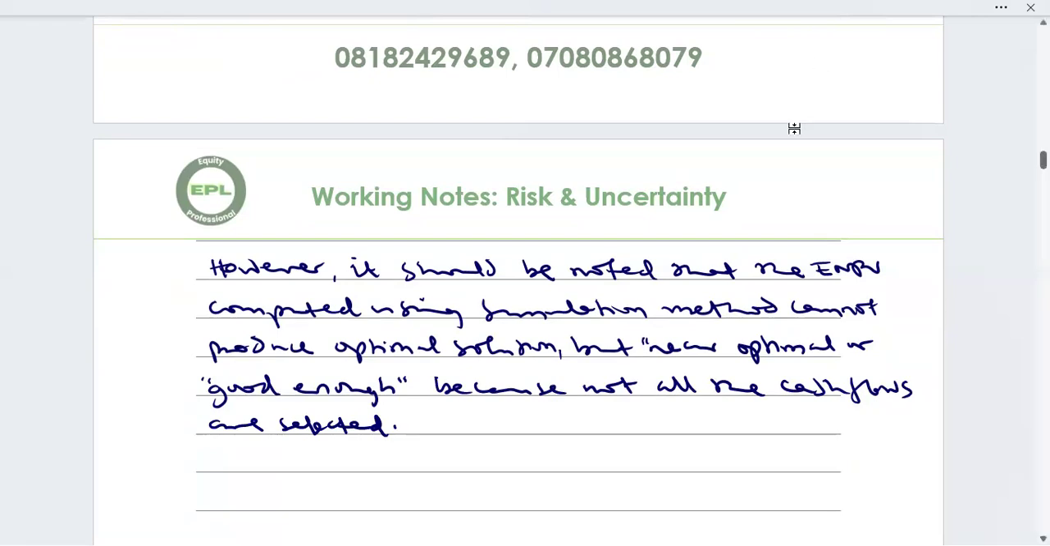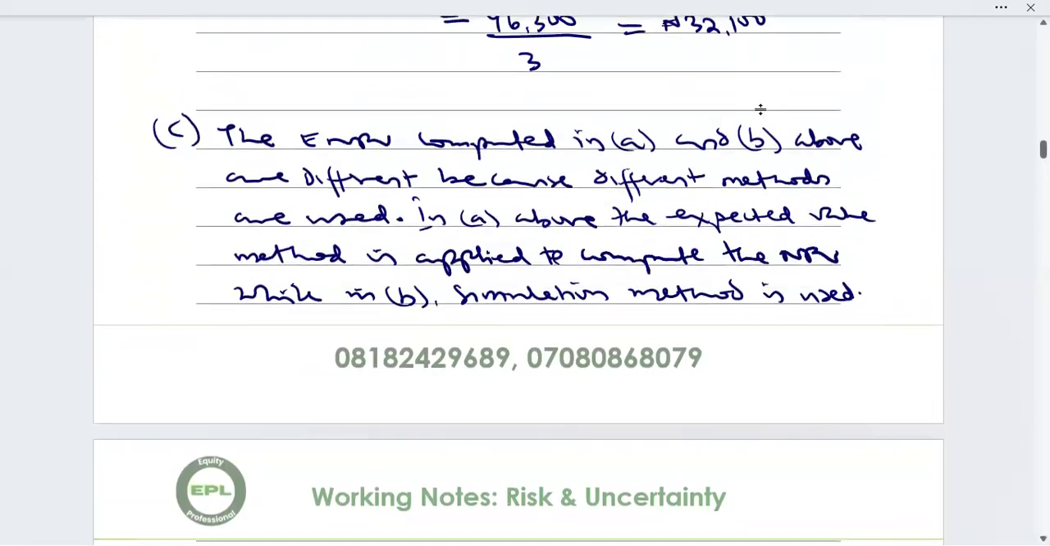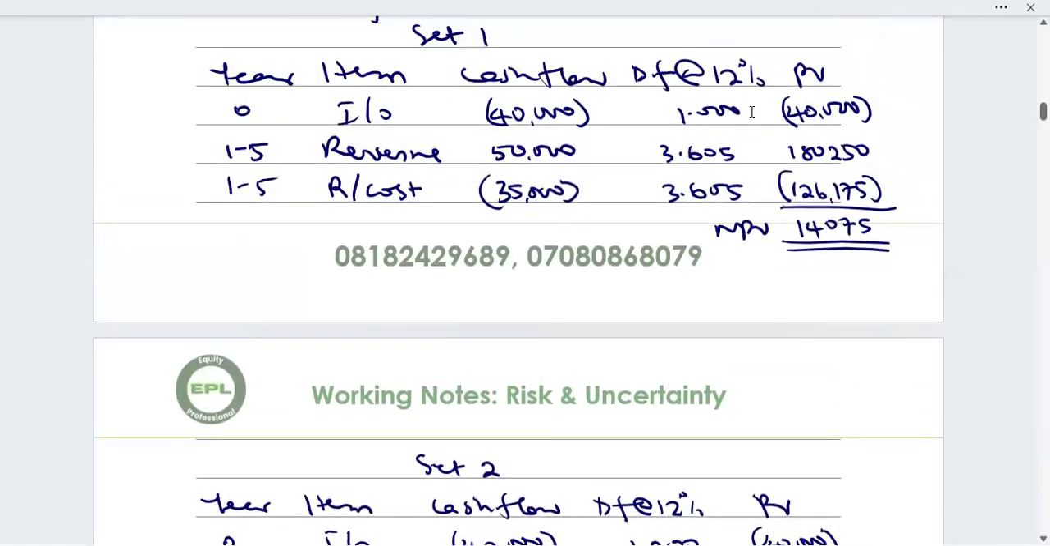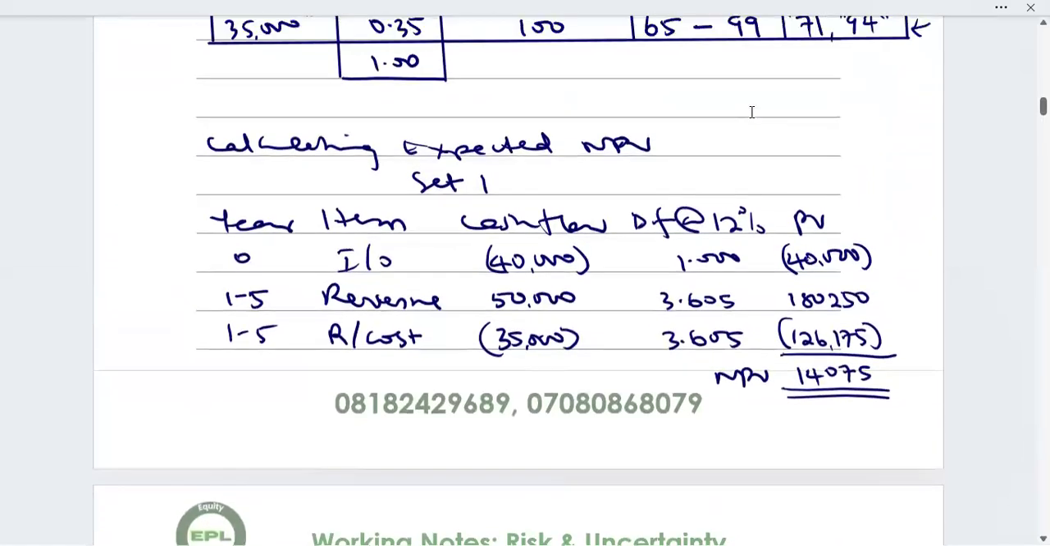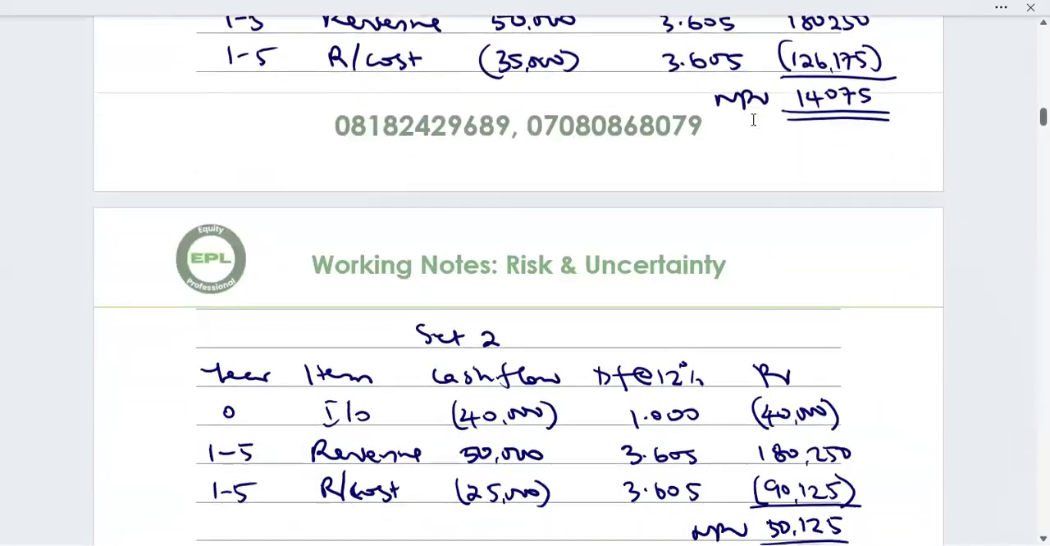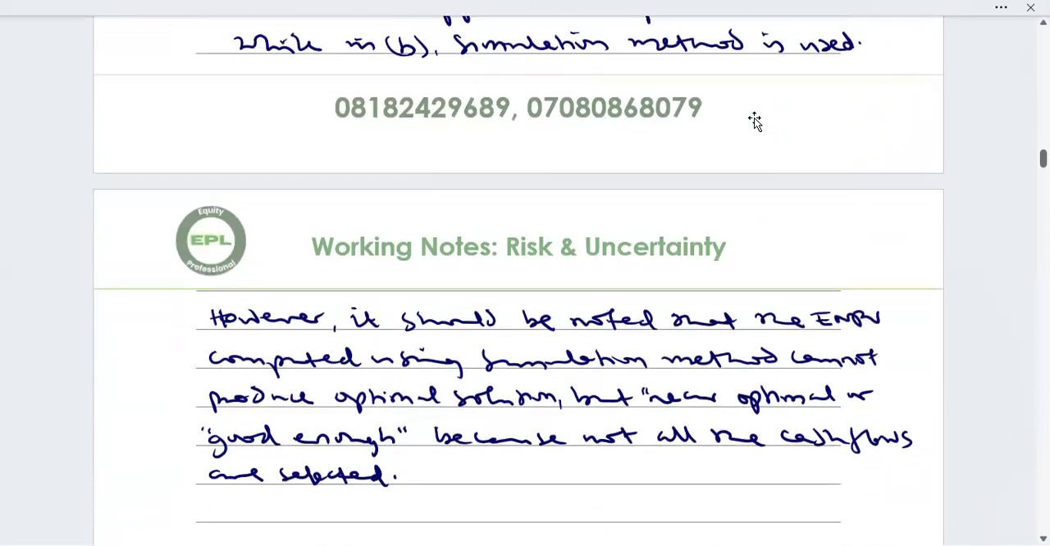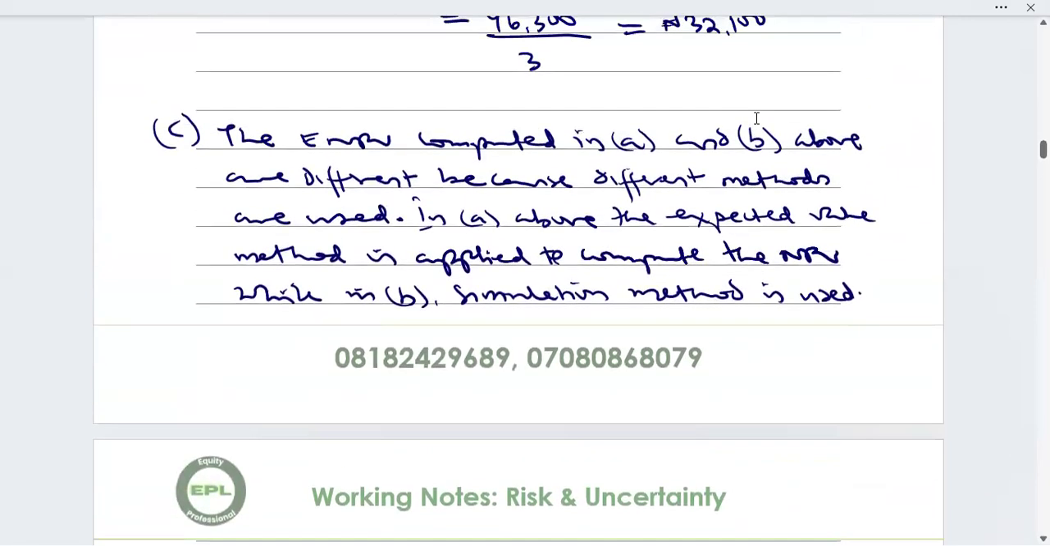That's the end of the question. Let me know if you have any question for me so that we can move to the next one, which is decision tree. Any question for me? If there's none, then move to decision tree. I'll stop sharing this.